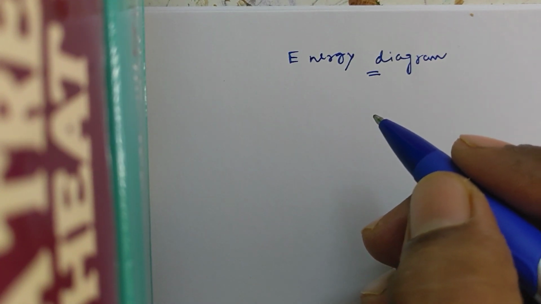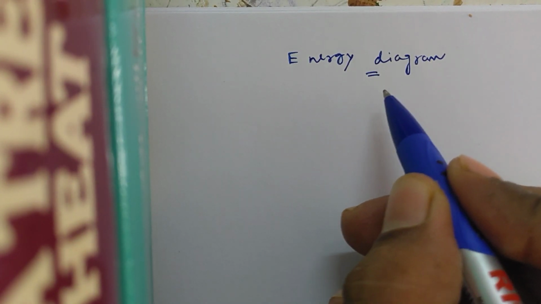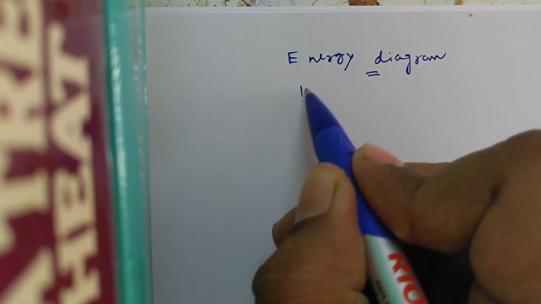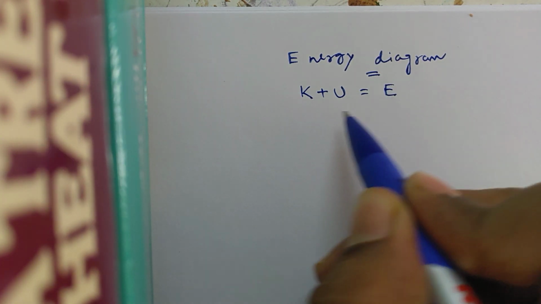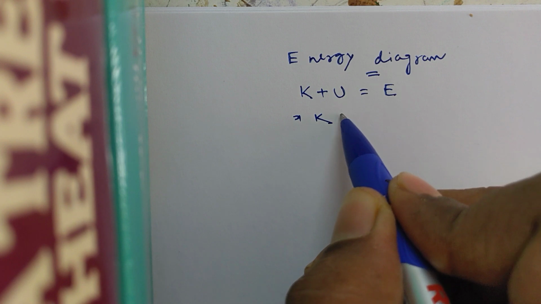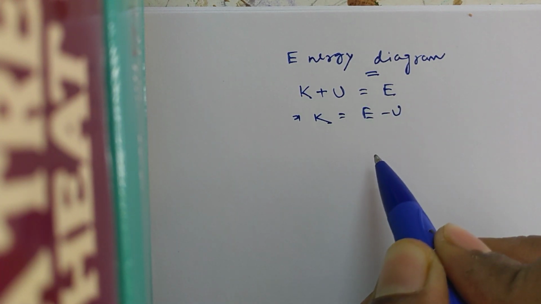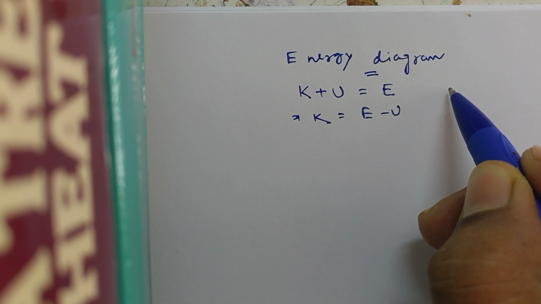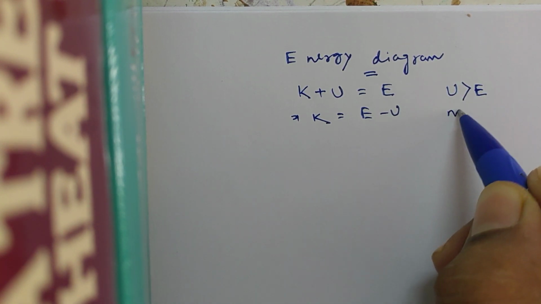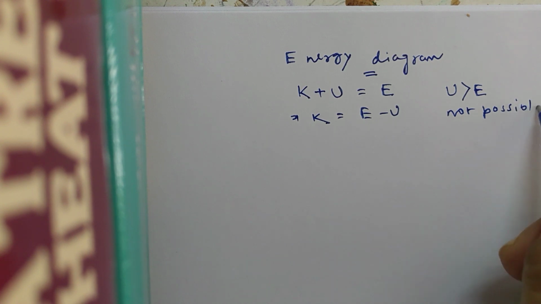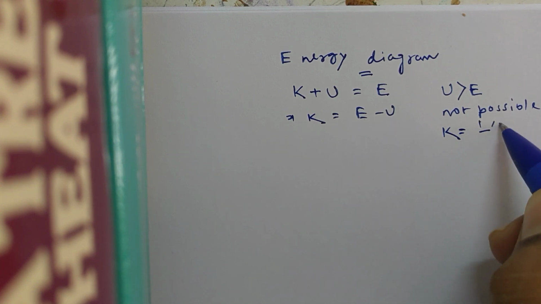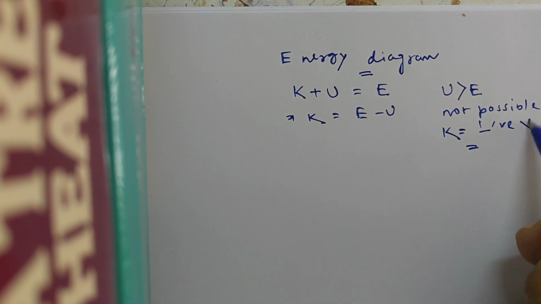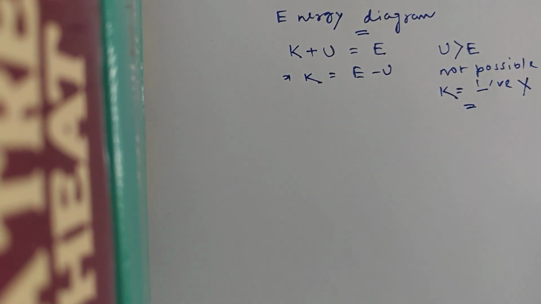Hello friends. So let's talk about the energy diagram today. We already know that kinetic energy plus potential energy is the total mechanical energy. So from here we can write that kinetic energy is equal to E minus U, and from this relation we can clearly write that U greater than E is not possible. Why? Because if it were possible, then under such circumstances kinetic energy would be negative, which is practically impossible. So on the basis of that we will analyze the diagram which is called the energy diagram.